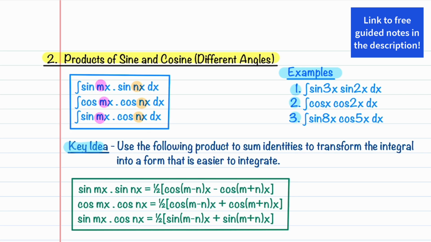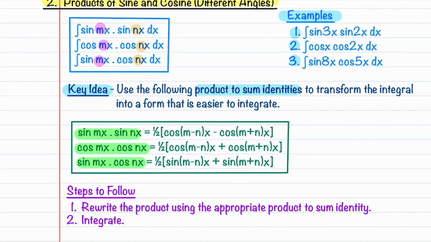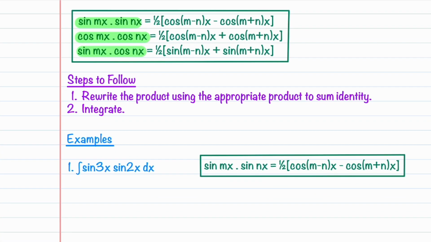The key idea is to use the following product to sum identities to transform the integral into a form that's just easier to integrate. In this green box, I've written down the 3 product to sum identities that we're going to need to use. The steps that we're going to follow in solving these examples are to first rewrite the product using the appropriate product to sum identity, and then just integrate. Let's walk through our first example.